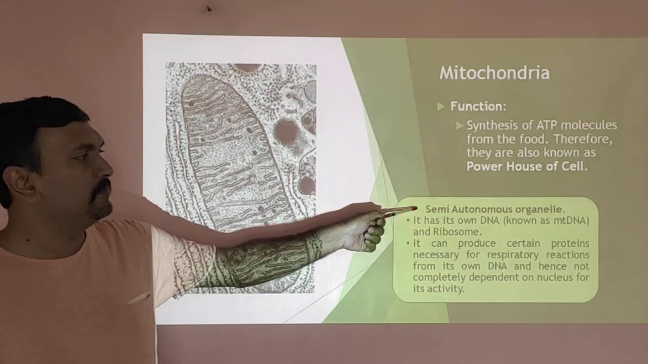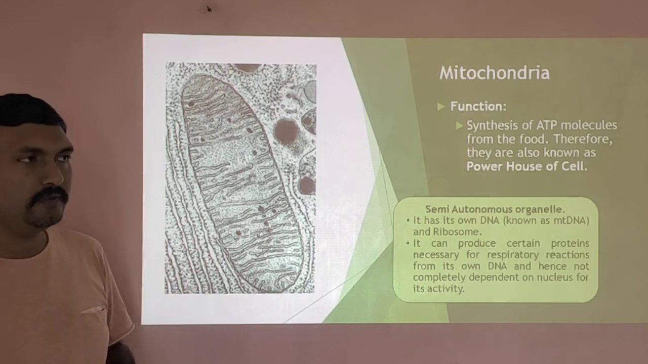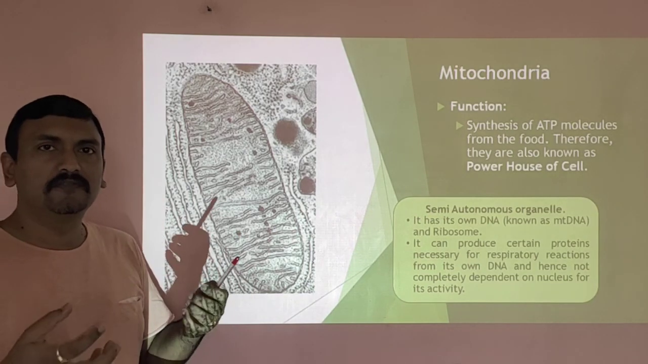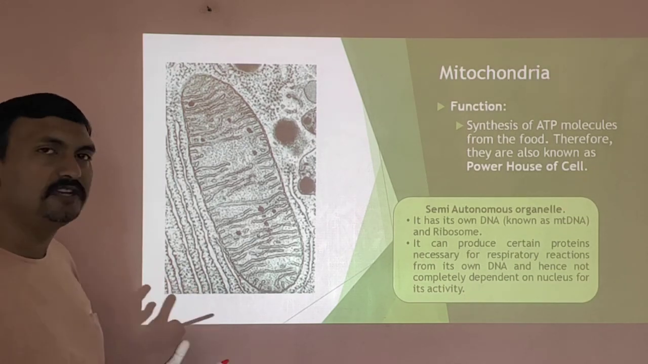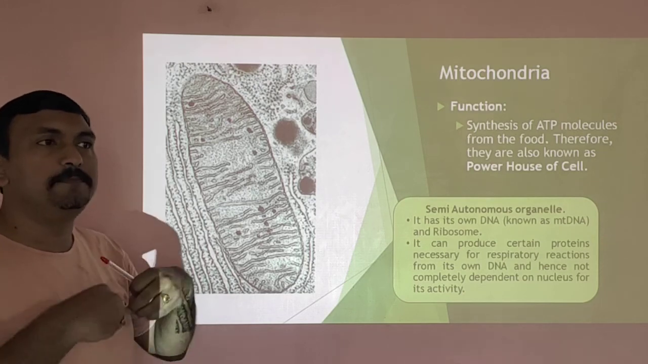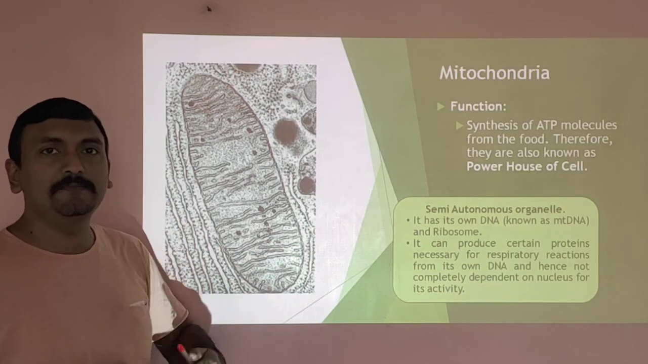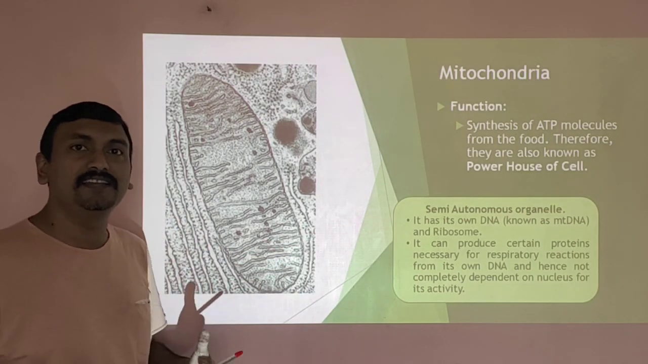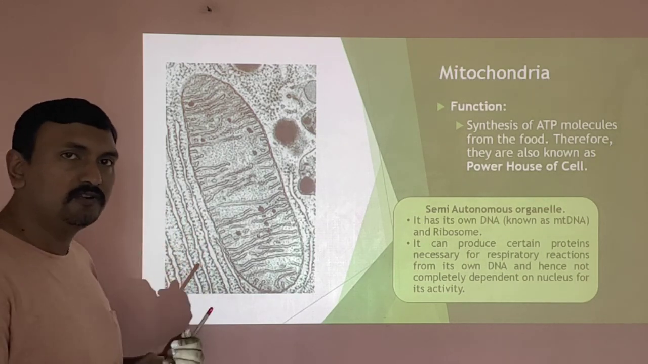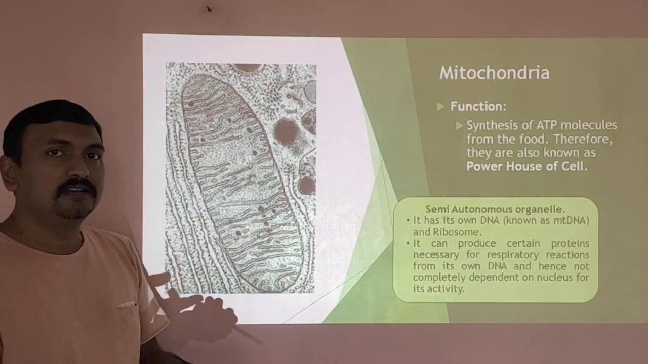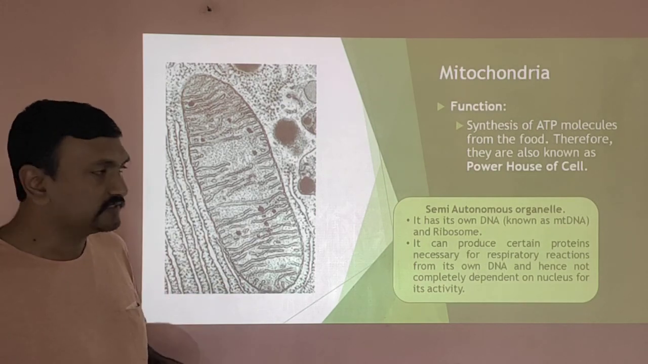We call it a semi-autonomous organelle. Please understand. Autonomous means a phenomenon where the organism is independent. It can do its activities by itself. It does not have to depend on something else. Now this mitochondria is called semi-autonomous, meaning it is not entirely autonomous. It can do certain work by itself. For other work it has to depend on the most important organelle of the cell which we discussed in the previous video, and that was the nucleus.